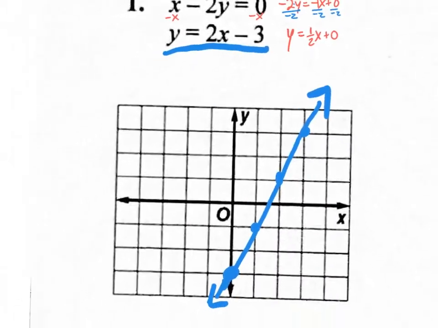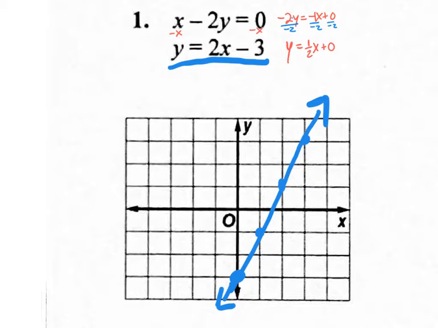So if we were to graph y equals 1/2 x plus 0, we know it crosses at 0, and I rise 1 and run 2, and I continue to rise 1 and run 2. There's my red line. This red line represents all the answers to this red equation, which was originally the top equation.